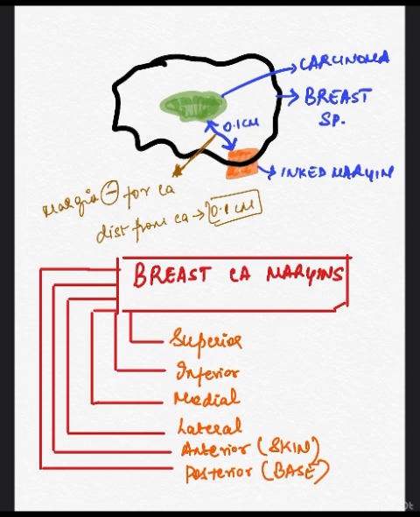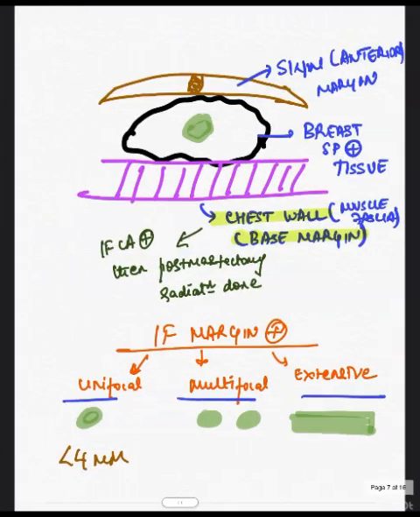Okay, so in a breast carcinoma specimen, what are the margins that we take, especially if it is an MRM or a breast conservation surgery? In any of these cases, we take the superior margin, the inferior margin, medial, lateral, anterior and posterior. Okay, so what is the anterior margin? The skin is always the anterior margin.